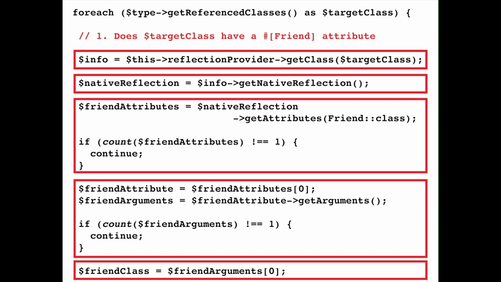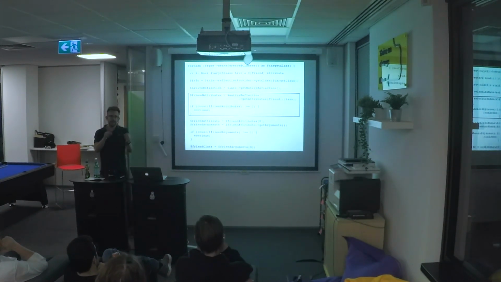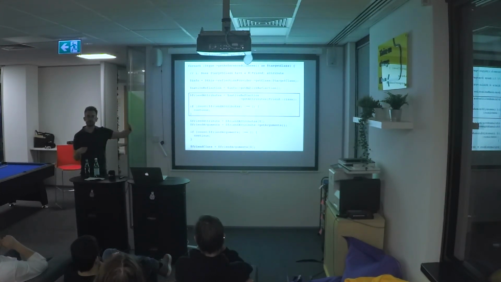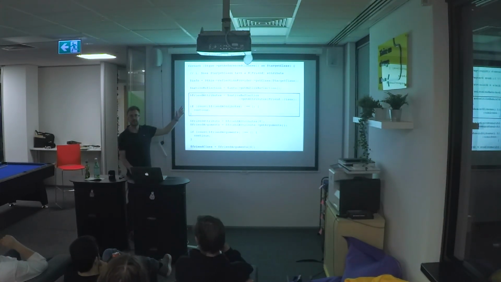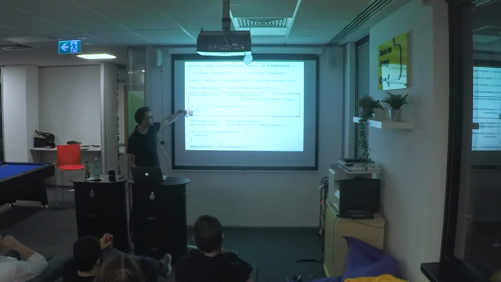If it doesn't have exactly one attribute friend, then we'll go around to the next one. What we'll do in PHP is you can only have one attribute of each type on each class, unless you say that attribute is repeatable. We've said friend, we haven't said friend is repeatable. So if you had two friend attributes on a class, some other rule would tell you off about that. So we're saying if we haven't got exactly one, then we continue.